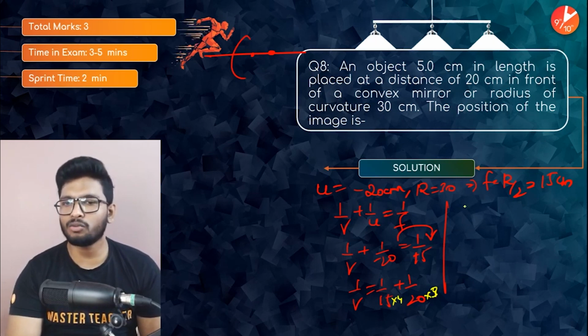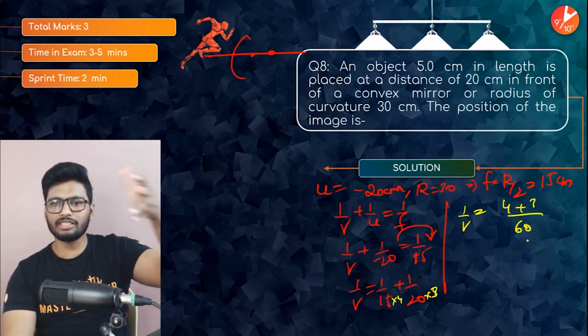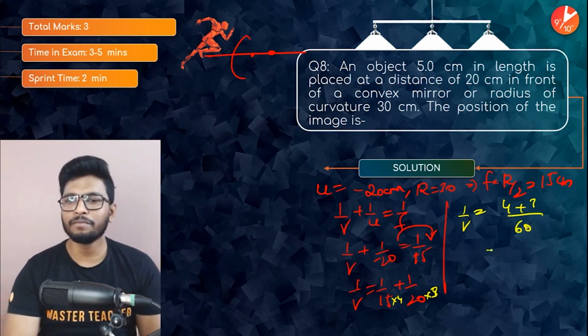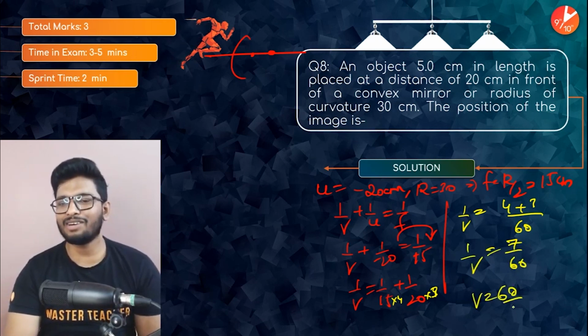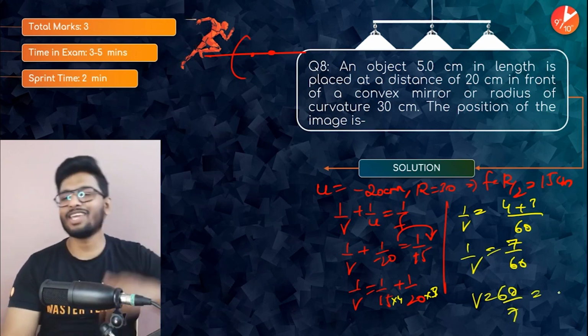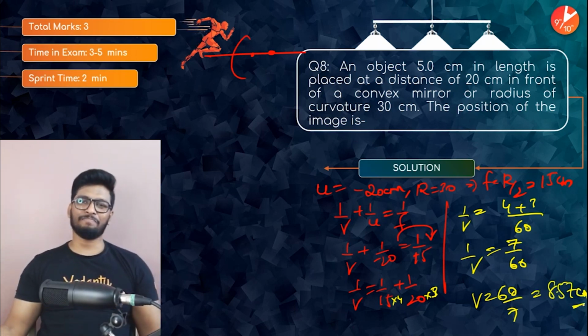So that will be how much? 1 by V is equal to 4 plus 3 divided by 60. 15 into 4 is 60 and 20 into 3 is also 60. So that's 7 by 60. That is 1 by V. So what is V equal to? 60 divided by 7. Simplify this, you will get the answer as 8.57 centimeters.